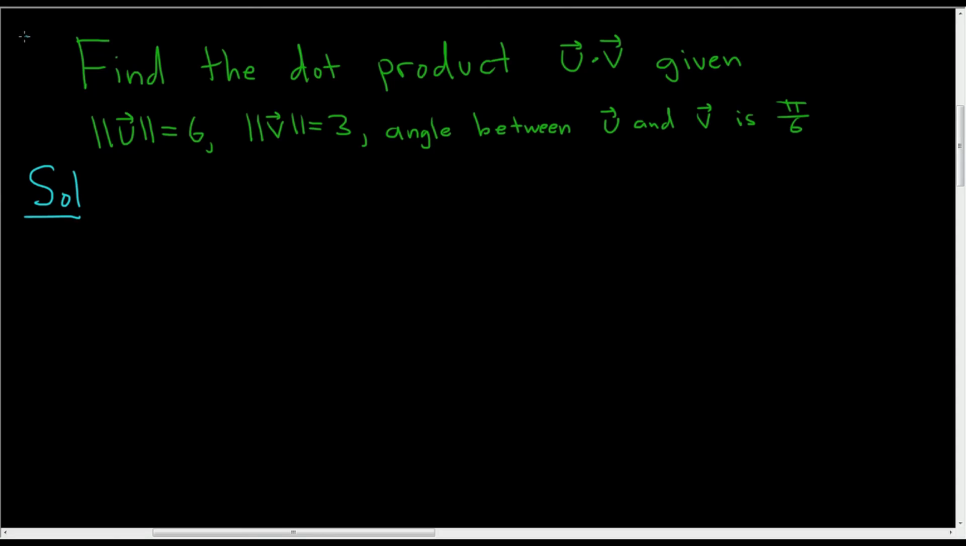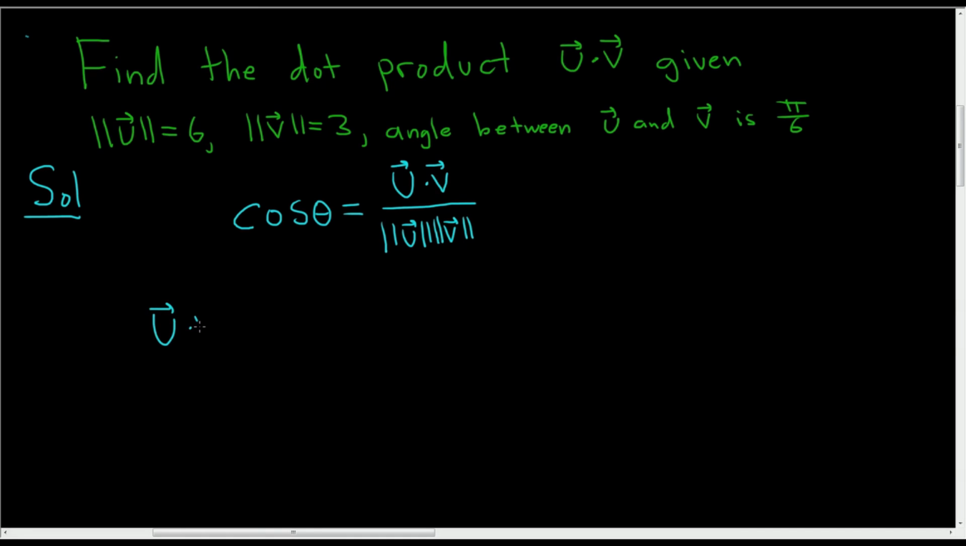Being asked to find the dot product, except we're not given the actual vectors. Instead, we're given the magnitude of the vectors and the angle between them. So there's a formula. It says if you have cosine theta, this is equal to the dot product of u with v divided by the magnitude of u times the magnitude of v. So we can solve this equation for u dot v.